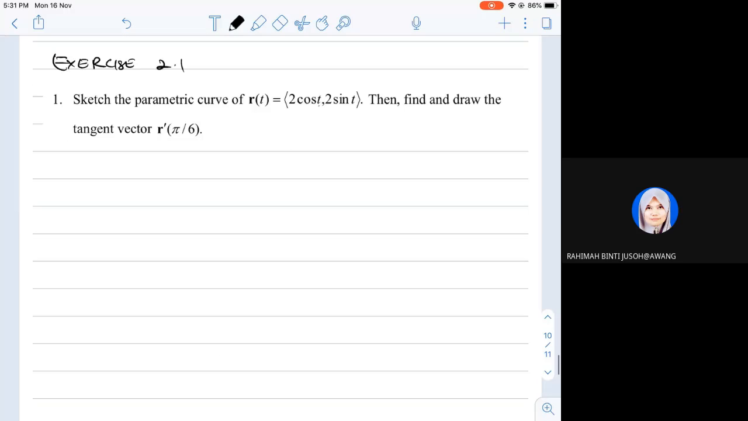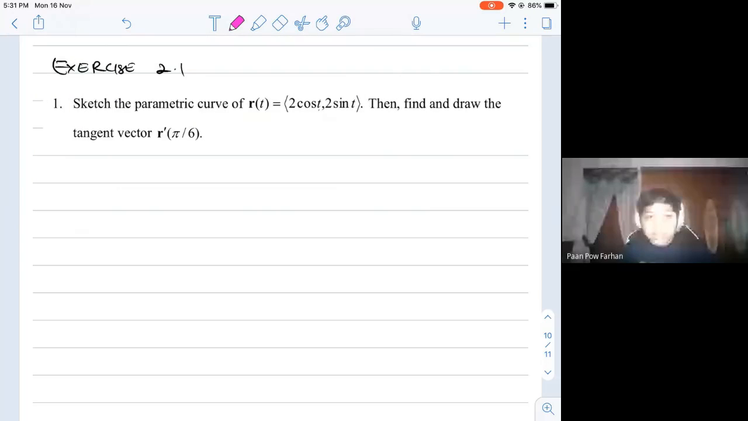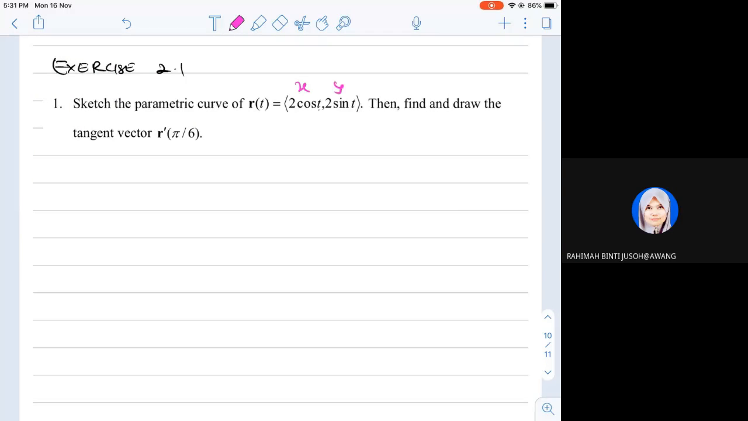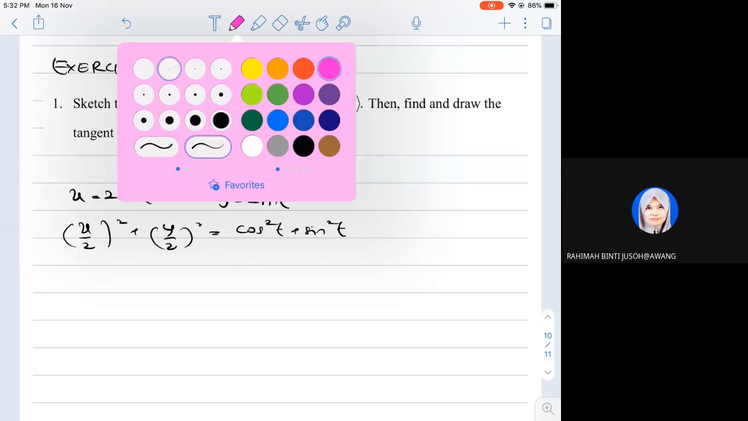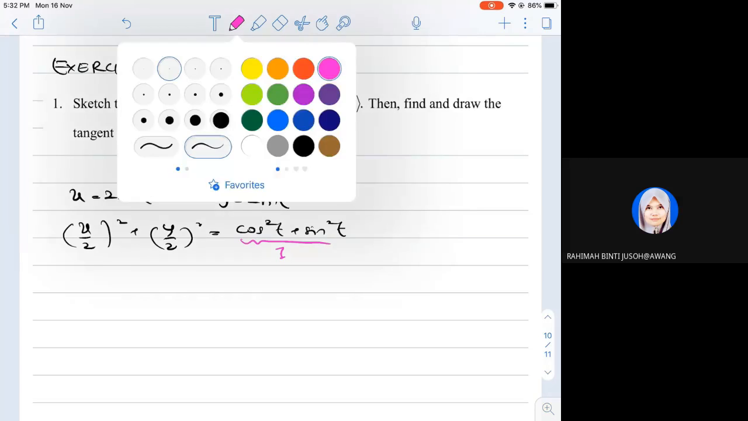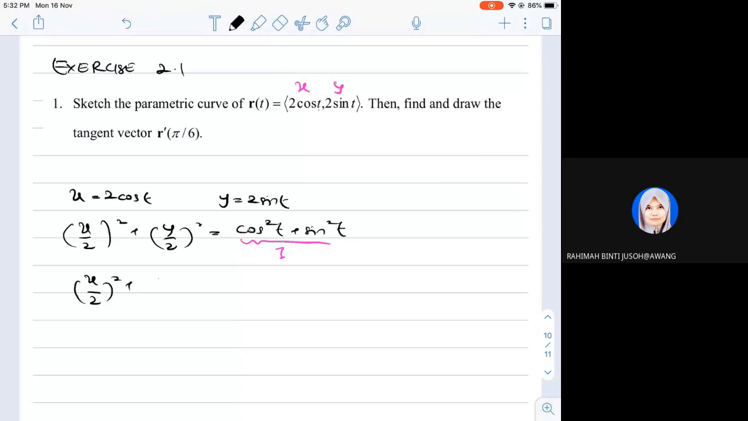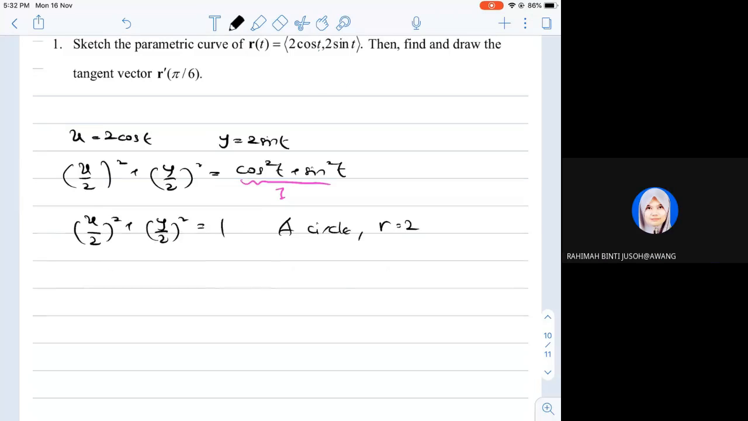What shape is this parametric curve? Circle. Circle, yes. This is your X and this is your Y. It's the same as chapter 1 the other day, the same method, the same steps. So x equals 2 cos t and y equals 2 sin t. So (x over 2) squared plus (y over 2) squared equals cos squared t plus sin squared t. Same steps as chapter 1. So this equals 1, therefore (x over 2) squared plus (y over 2) squared equals 1. So we know that this is a circle. What is the radius? 2. The radius is 2.